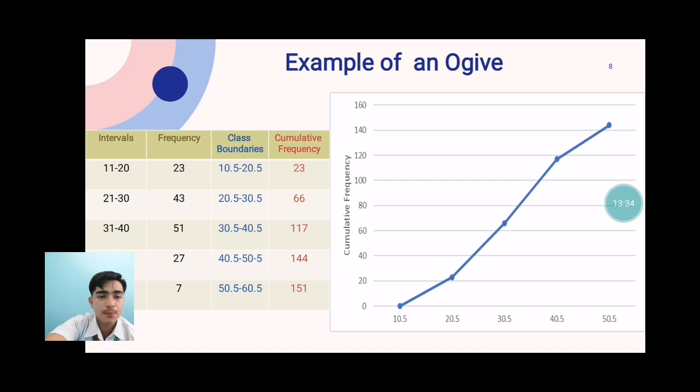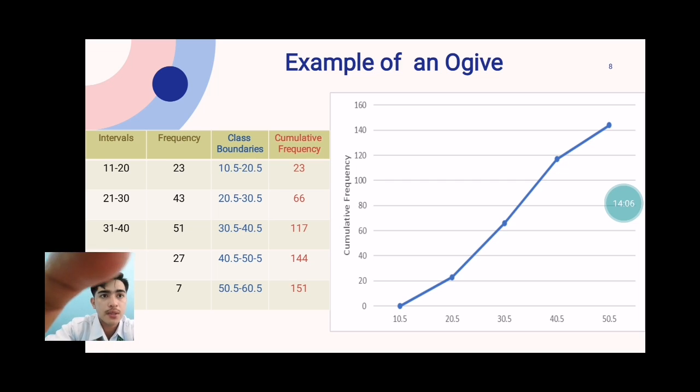So this will be our x-axis. The upper class boundaries are on the x-axis: 20.5, 30.5, 40.5, 50.5, and 60.5. And for our cumulative frequency, we can see that we start with 23. So we can start at 20 and end at 160, since our last cumulative frequency is 151.